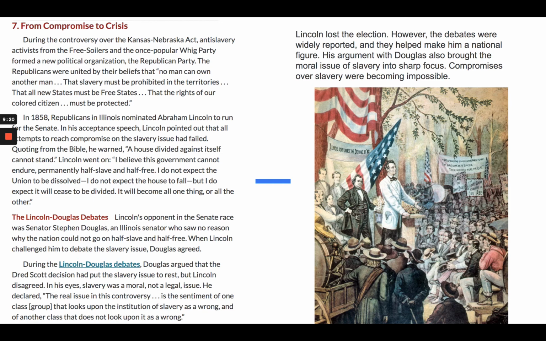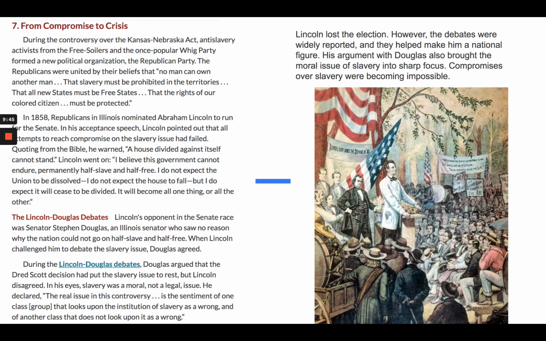We need to protect the rights of our colored citizens, and we need to get rid of slavery everywhere, especially in new states. All right, in 1858, Republicans in Illinois nominated Abraham Lincoln to run for the Senate. In his acceptance speech, Lincoln pointed out that all attempts to reach compromise on the slavery issue had failed. Quoting from the Bible, this is a great quote, he warned, "A house divided against itself cannot stand."